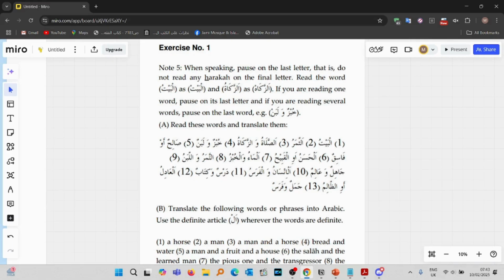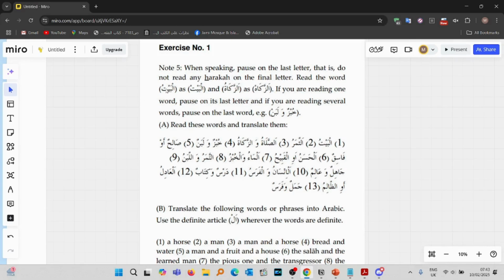Assalamu alaikum warahmatullahi wabarakatuh. This is session 8 of our study on Nahw. Before we start the session, we're going to go through the exercise I've got you guys to do. So exercise number 1, there's a note over here, note 5. When speaking, pause on the last letter, that is, do not read any haraka on the final letter.